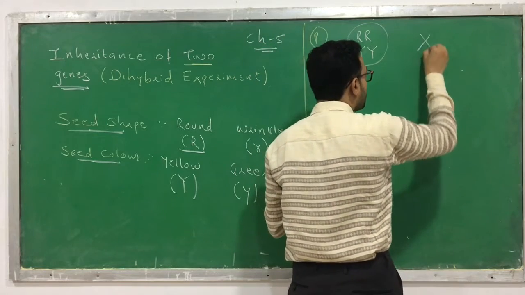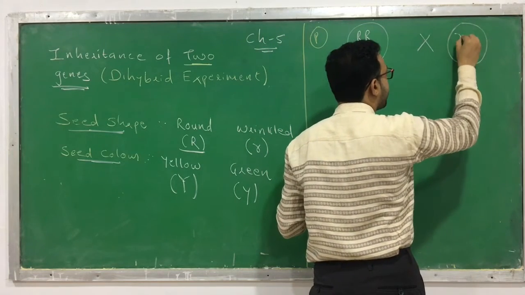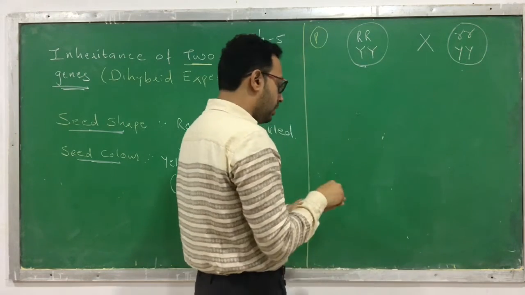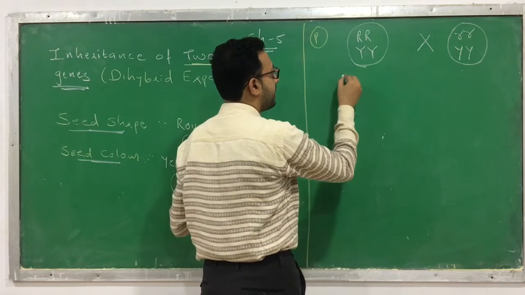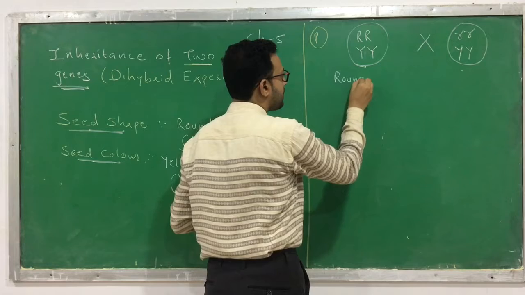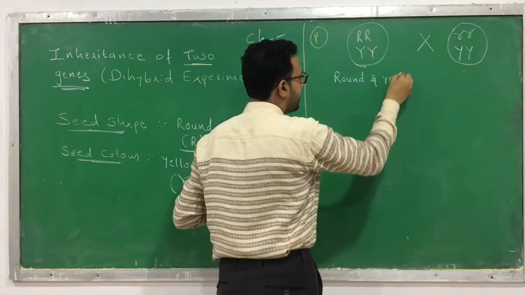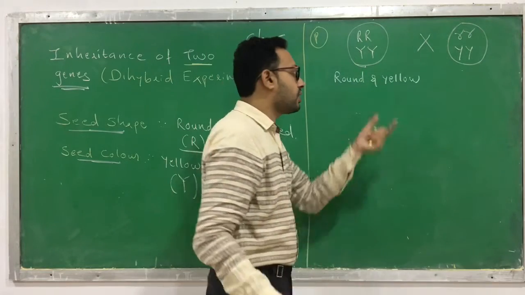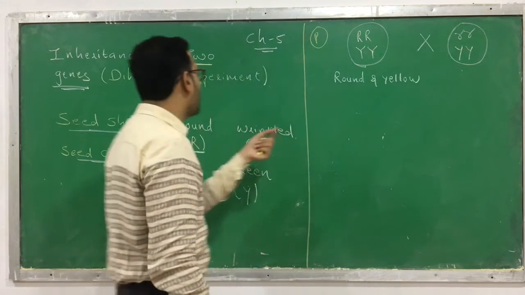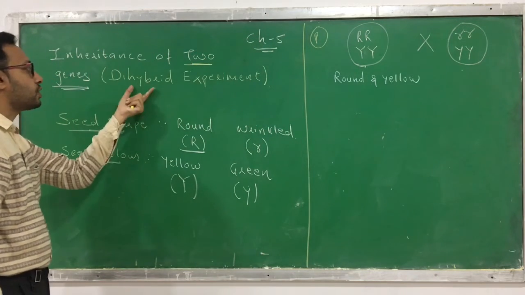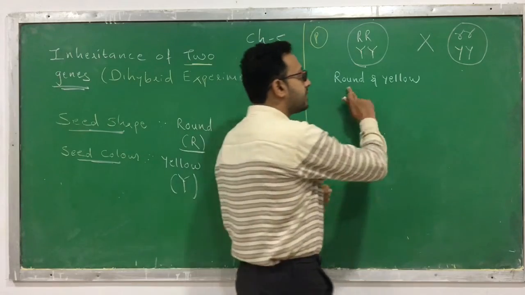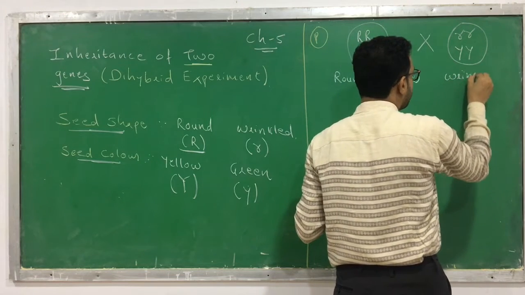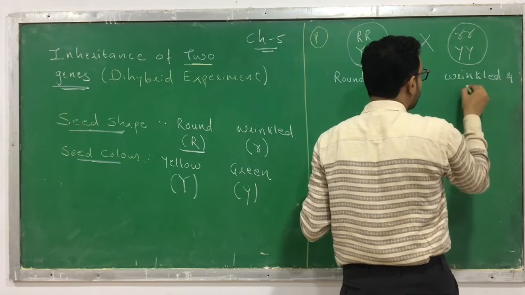He crossed this parent with a recessive parent, that is small r small r, small y small y. So what is the meaning of capital R, capital Y? This pea plant is round and yellow. The R denotes round and Y denotes yellow. Here there are two characteristics, that's why we call it inheritance of two genes, or the dihybrid experiment. Here it's the opposite: small r denotes wrinkled, meaning this seed has a wrinkled surface and is green.